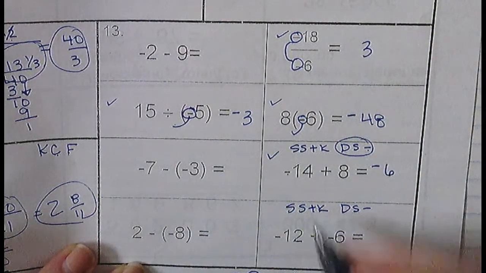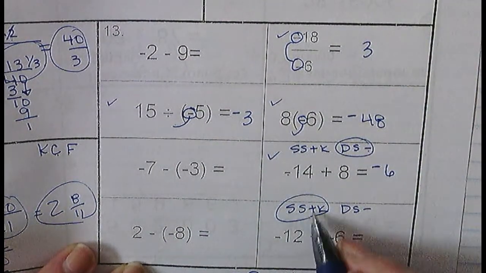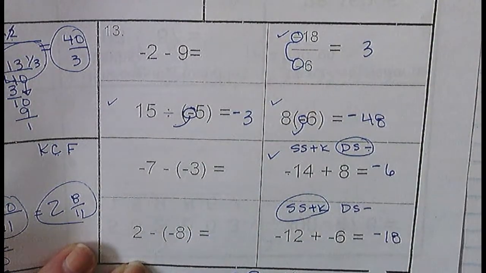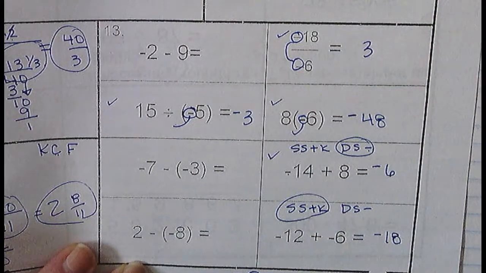Negative, negative. Looks same to me. Same sign, add them. That's 18. Keep the sign of the bigger number. Doesn't matter, they're both negative. Do we have any more adding? I don't think so. And I think I'm done with this side. I am. So let's move back over here.